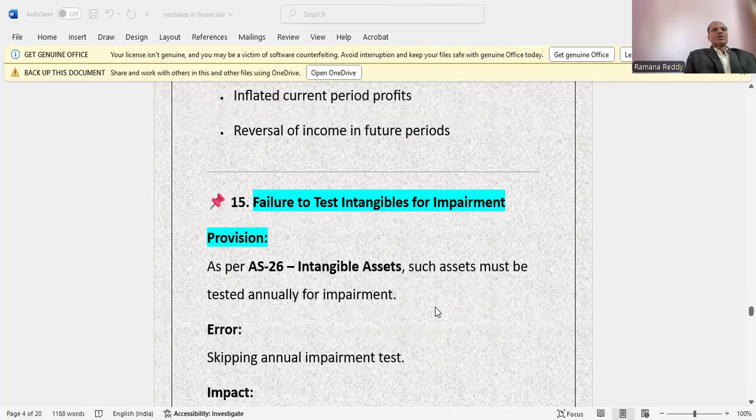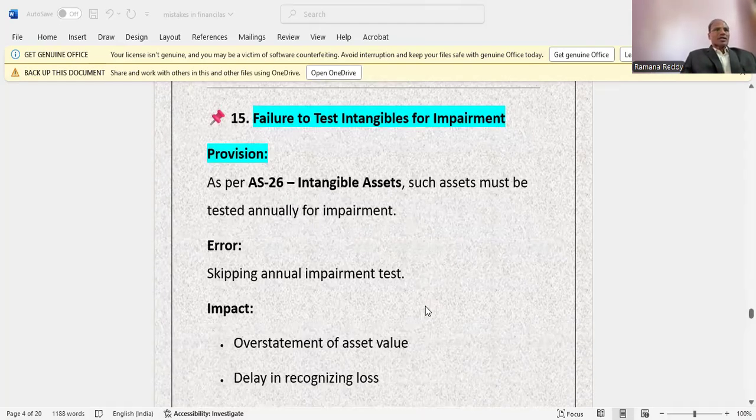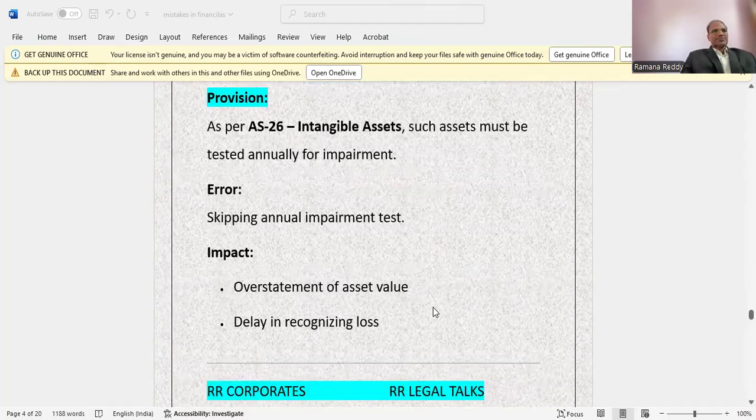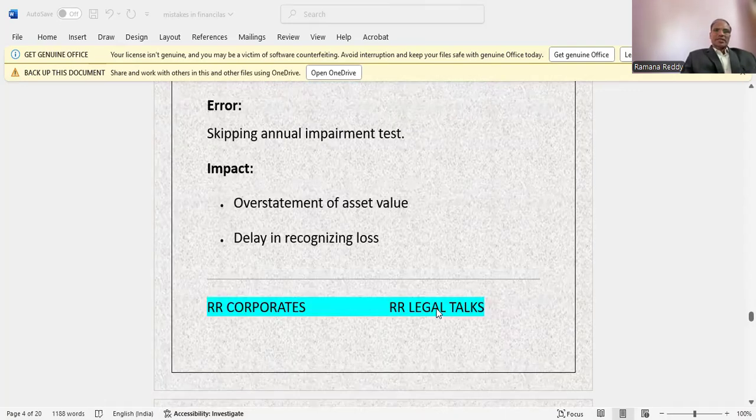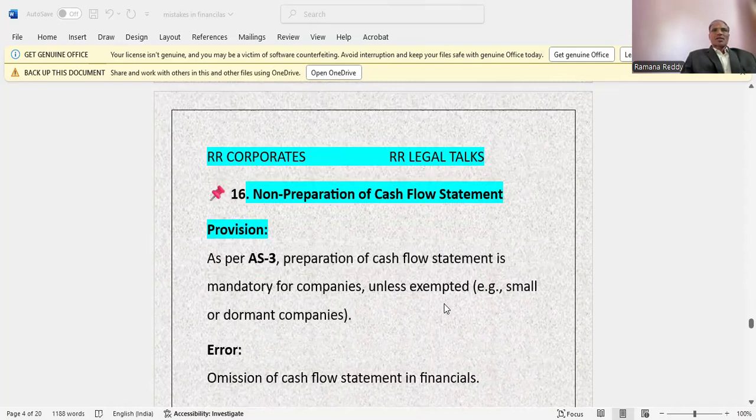And one more: failure to test intangibles for impairment. As per AS 26, Intangible Assets, assets must be tested annually for impairment. The error is skipping the annual impairment test. The impact: overstatement of asset value and delay in recognizing losses.